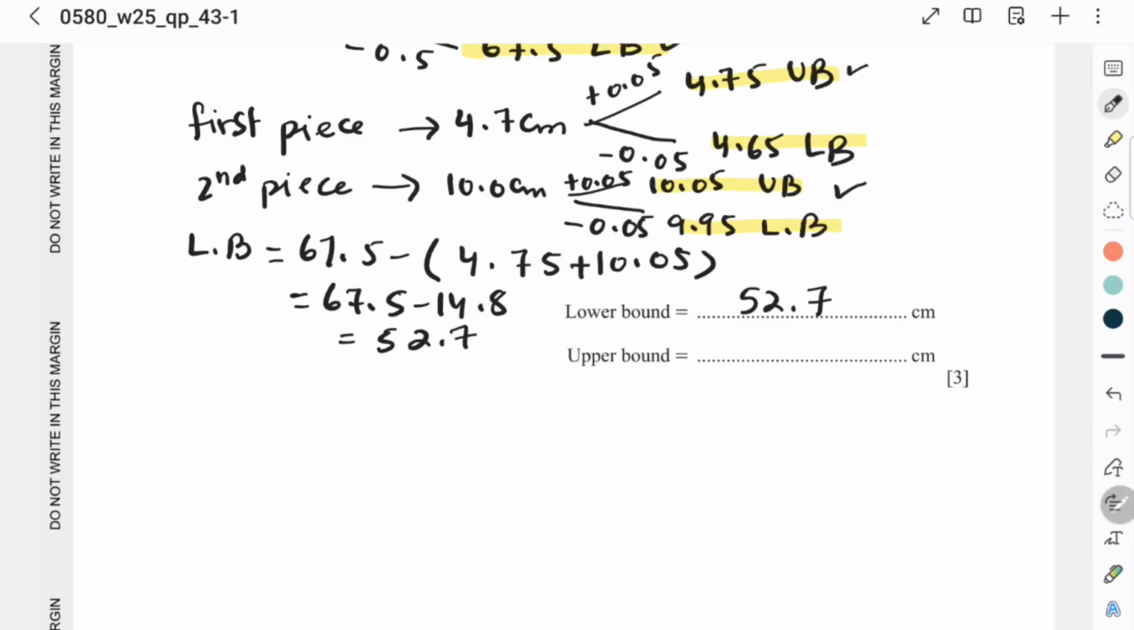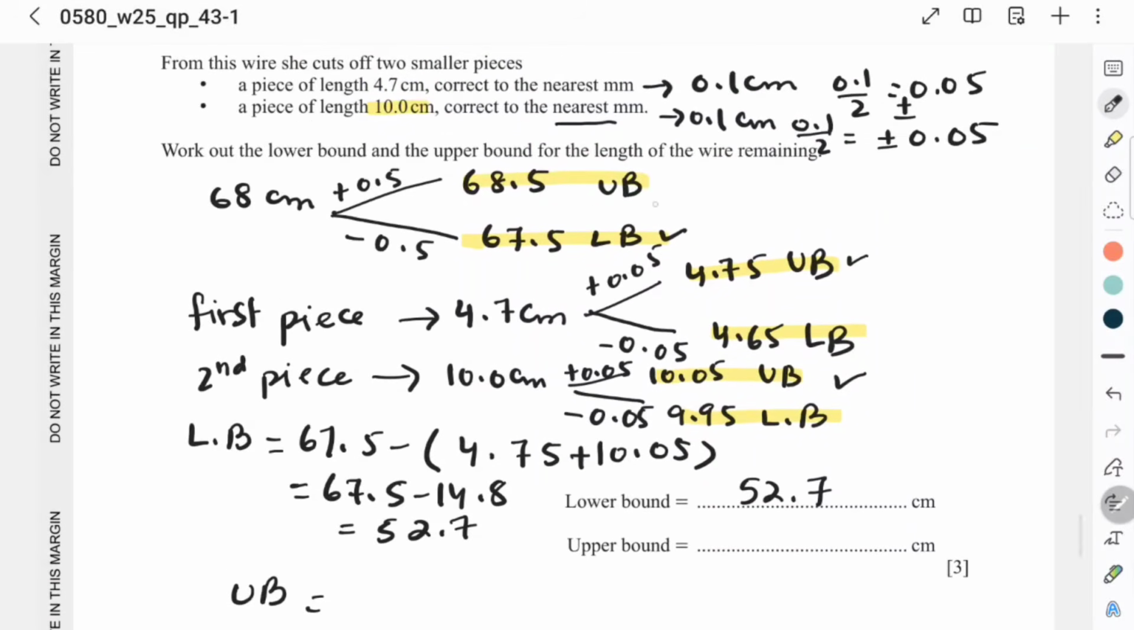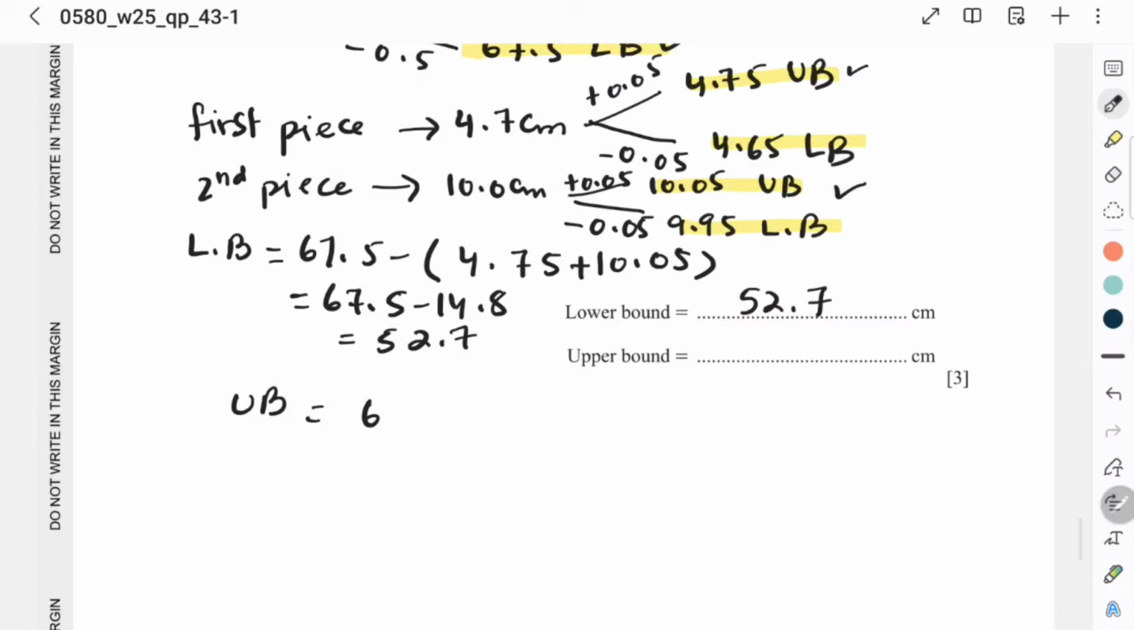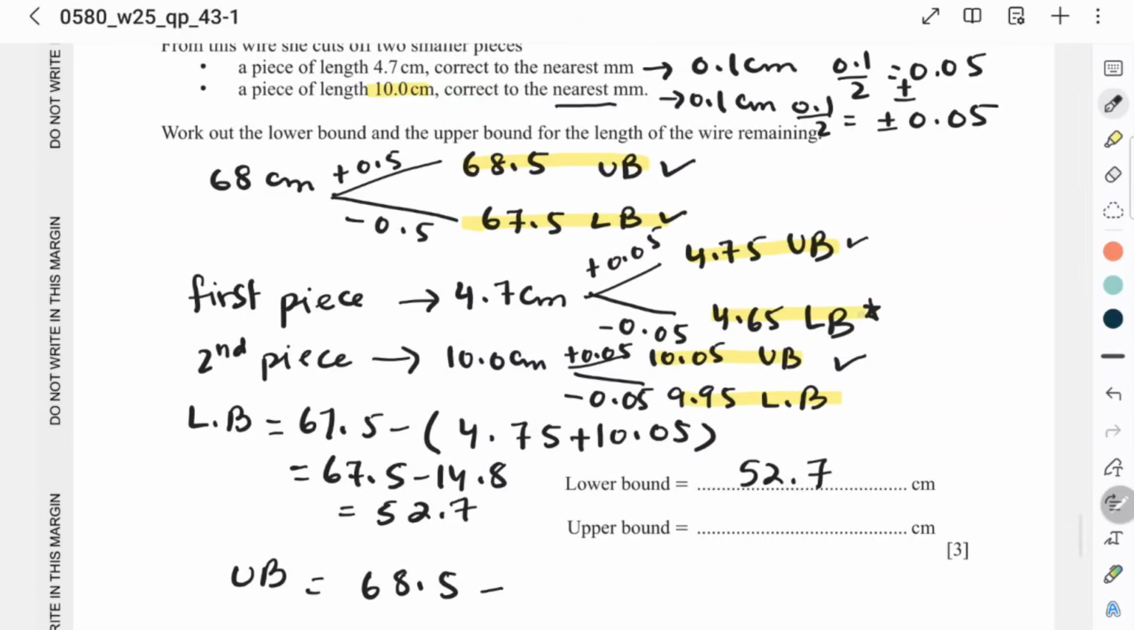Okay, now we are going to see the upper bound for the other number. To get the maximum remaining length, take the maximum original and subtract the minimum cut. To get the maximum remaining length, you take the maximum original, the bigger number, and subtract the smaller number, then you get a bigger answer. So the upper bound will be equal to the bigger value 68.5 minus the lower numbers.